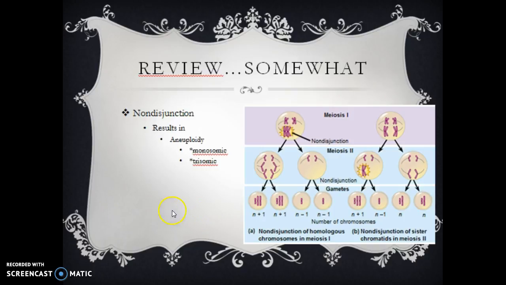We had previously used trisomy 21 as an example of this process, which is Down syndrome, where a zygote will happen to have 3 copies of the 21st chromosome.